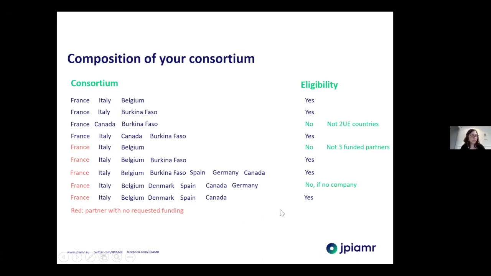So in addition to the general eligibility rules, we also strongly recommend that each partner of a consortium check its national eligibility with its funding organization.